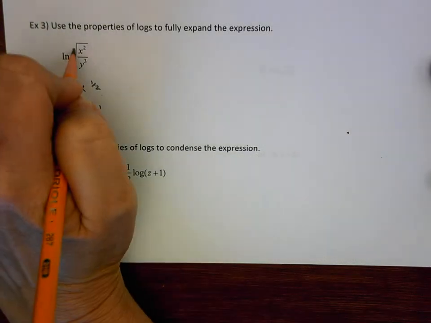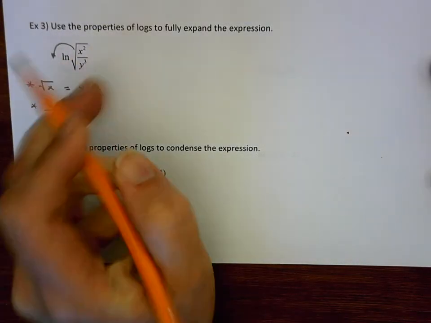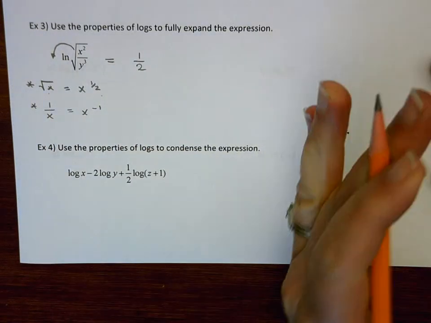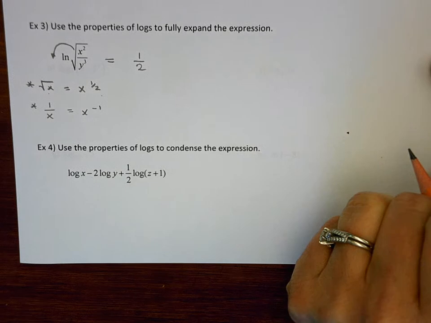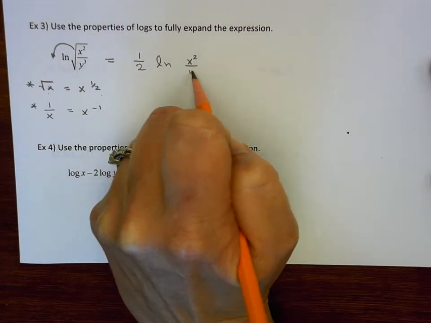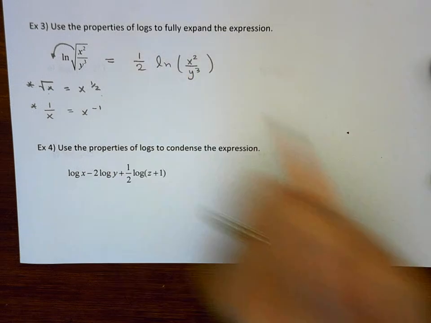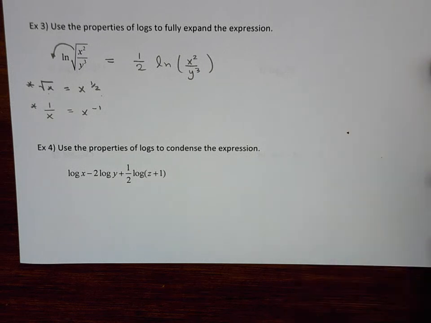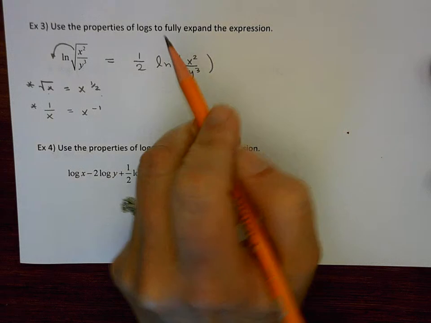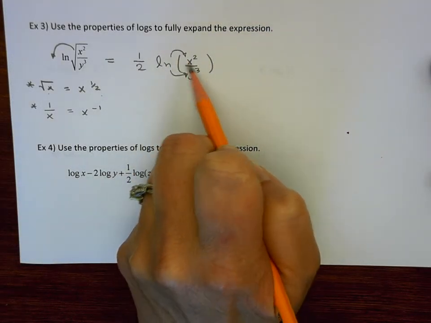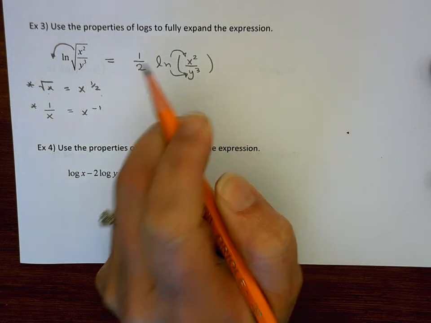So my outside being the square root, I'm going to move that down to the front. The square root is a 1/2 power, so I'm not moving the symbol, I'm moving the exponent. And then that's going to be of the natural log of x squared over y to the third. So we always want to do one at a time, and we want to make sure that we start from the outside and work our way in. Now I'm going to assign a natural log to each of these values. So x squared will get its own natural log, and so will y to the third.